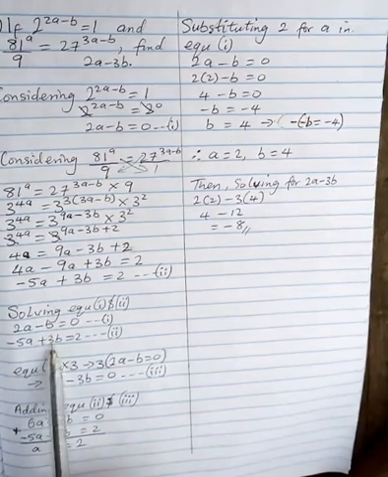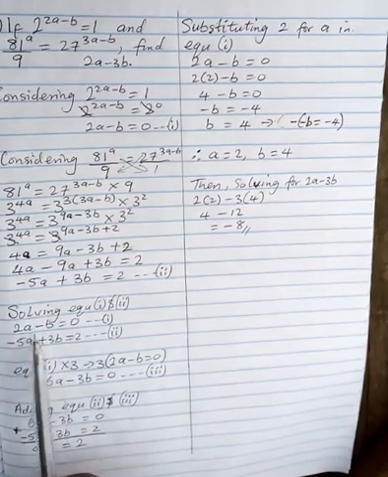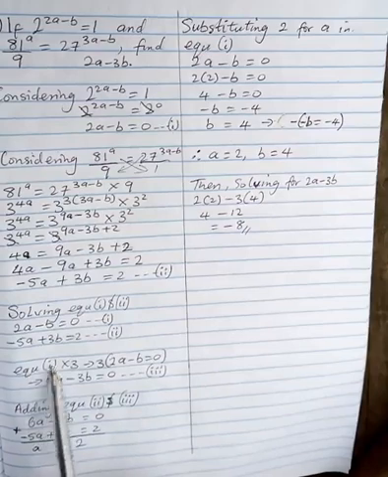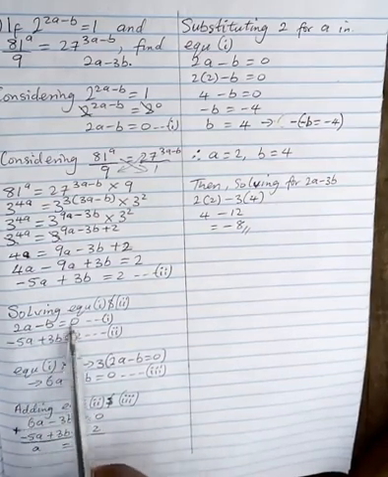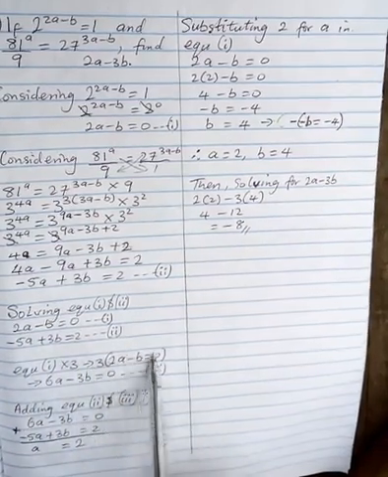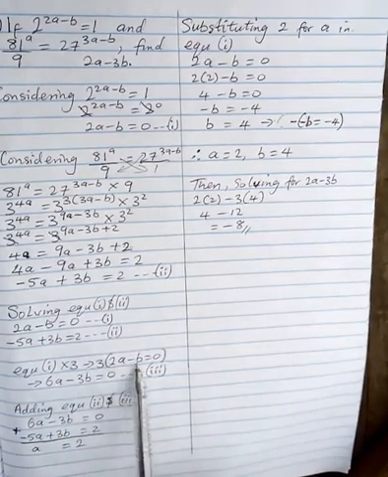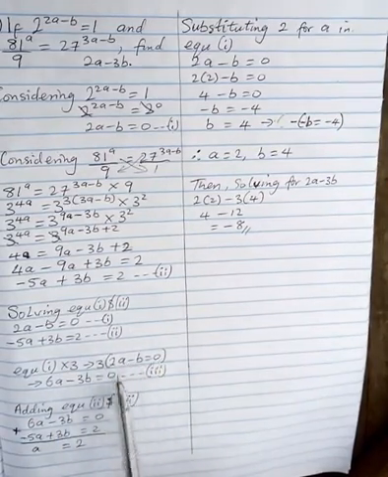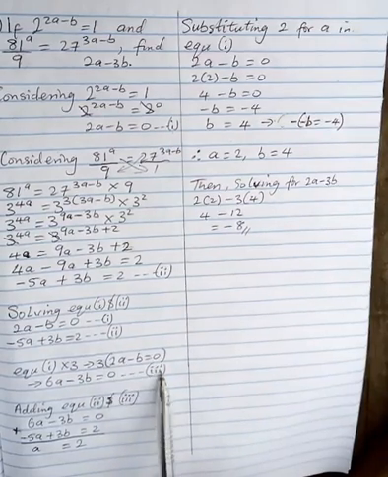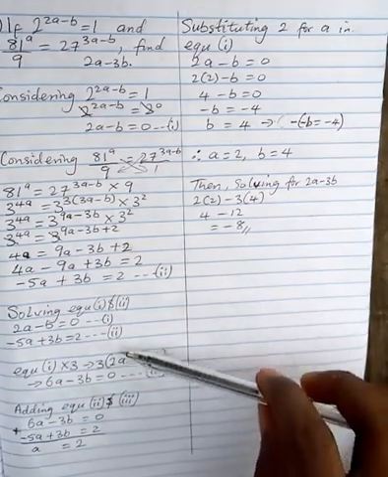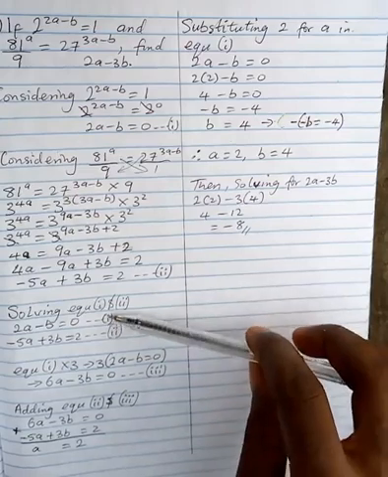So what you have to do is multiply everything here by 3, which is equation 1 times 3. Multiply everything here by 3. That is 3 times everything here. Now 3 times 2a is equal to 6a. 3 times minus b is equal to minus 3b. 3 times 0 is equal to 0. That's equation 3 now.